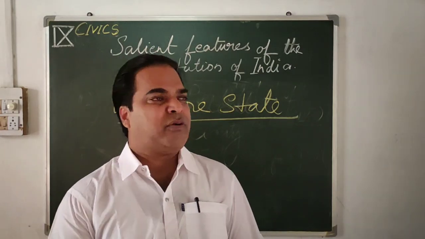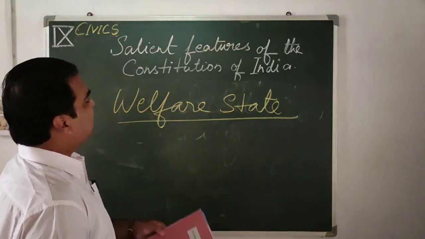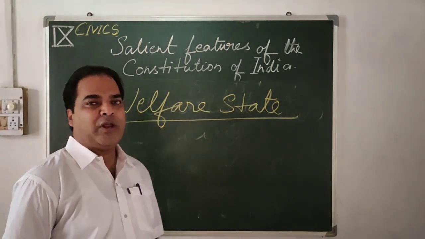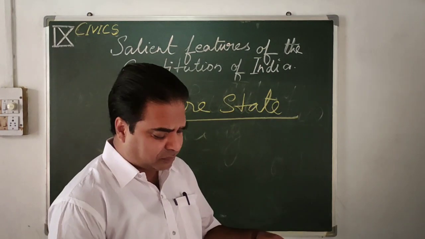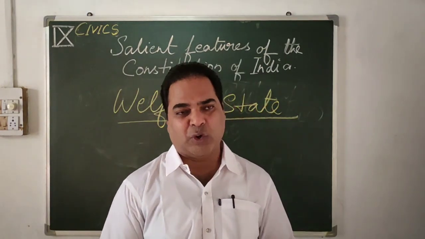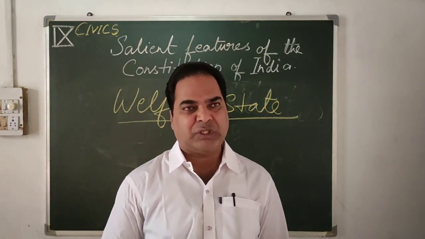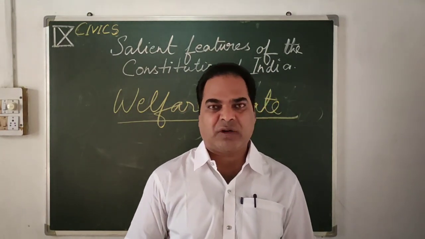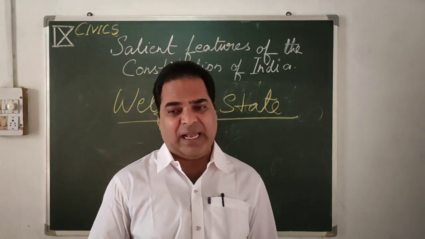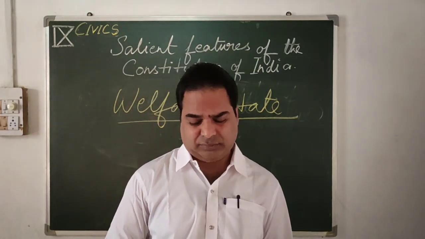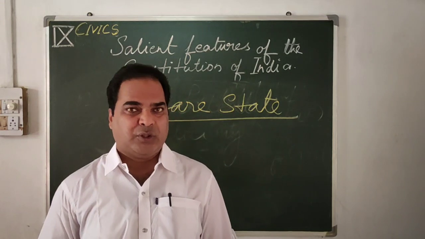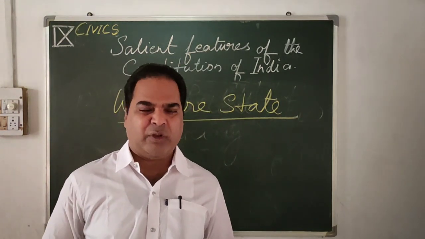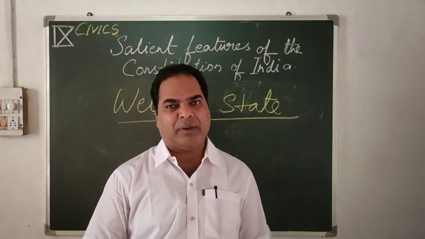So children, this is all from this chapter, salient features of the Constitution of India. I hope you all have understood it. The first chapter from civics is over, where we discussed our constitution, how the constitution is framed, and in the second part the important features of our constitution, and the preamble, which I have mostly explained to you. I request you all to learn the preamble, so that whenever you require, you can speak it out with the people of India.